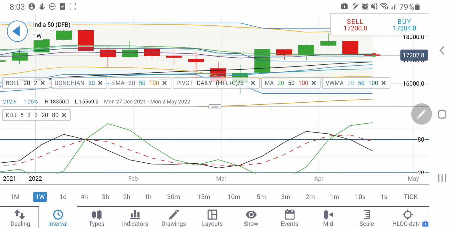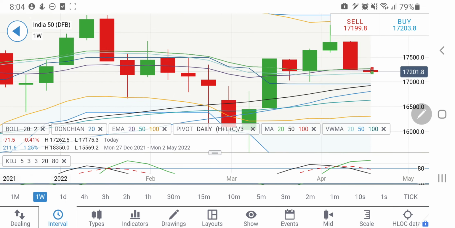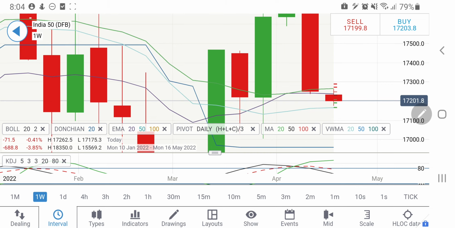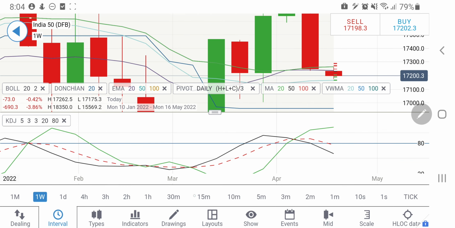Now look at the weekly charts. On the weekly, the candle has just started and it is trading in red. Here too 17,300, I will be watchful. Breaking this, one can remain long. That is what is expected out of here. So on Nifty, till the time it remains above 17,300, one can remain long, but below 17,300 we have to exercise caution.